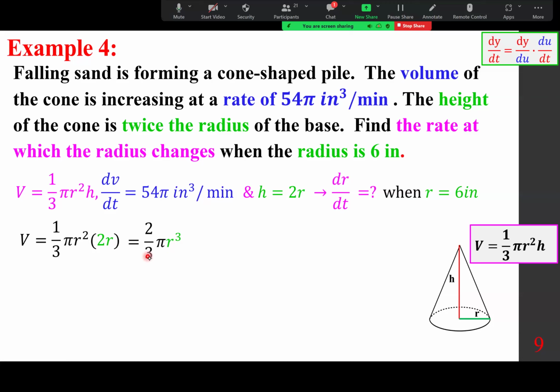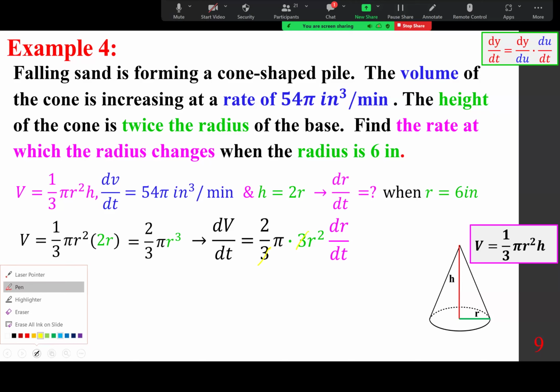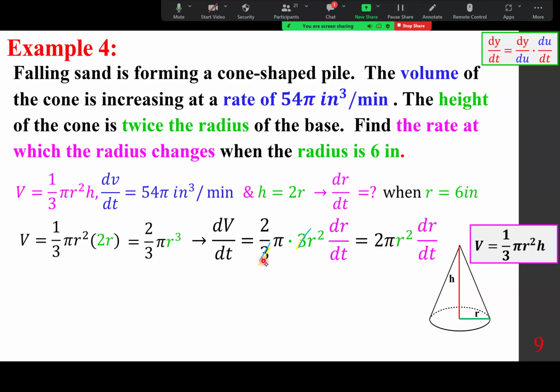So if I want to differentiate this, please recognize 2/3 pi as a number. So dV dt is 2/3 pi, and all I have to do is differentiate r cubed: 3r squared dr dt. This one is by the chain rule. You drop the common factor of 3 from the numerator and the denominator, you end up with 2 pi r squared dr dt.